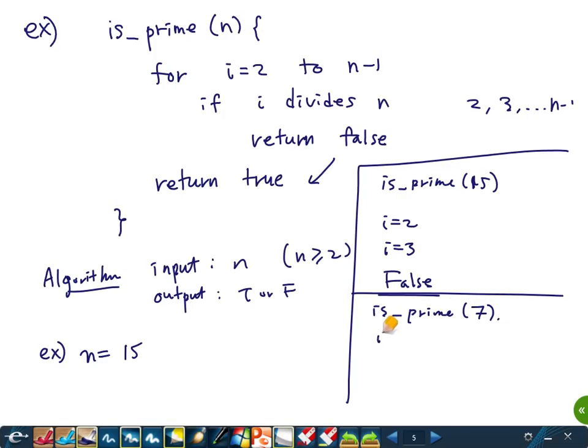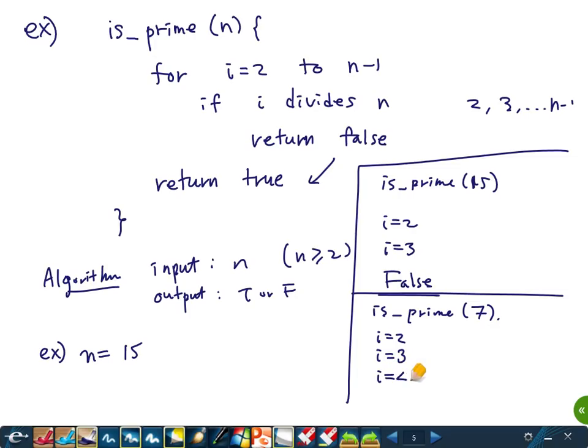Then first I equals 2. Does 2 divide 7? No. So you just pass this statement. And we increase I by 1. I is 3. Does 3 divide 7? No. So it passed this statement.